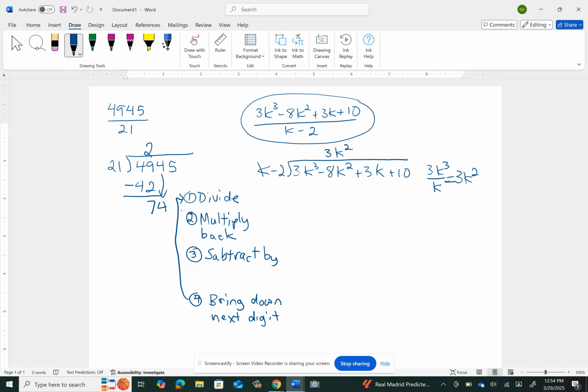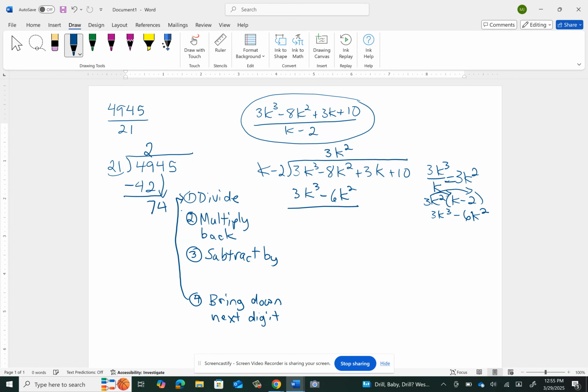Now we're going to do the next step, which is the multiply back step. That 3k squared is going to have to multiply back by the entire k minus 2. Just like when we took the 2 and multiplied back by the 21, not just by the 2. So when we do that, we're going to have to distribute here, and we would get 3k to the third minus 6k squared. Now that 3k to the third minus 6k squared is going to line up right here underneath their like terms.